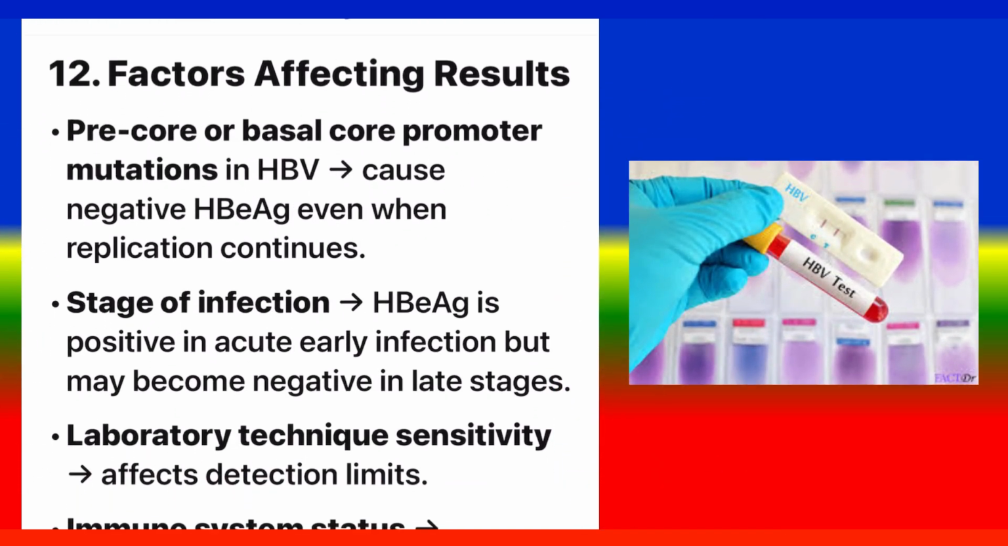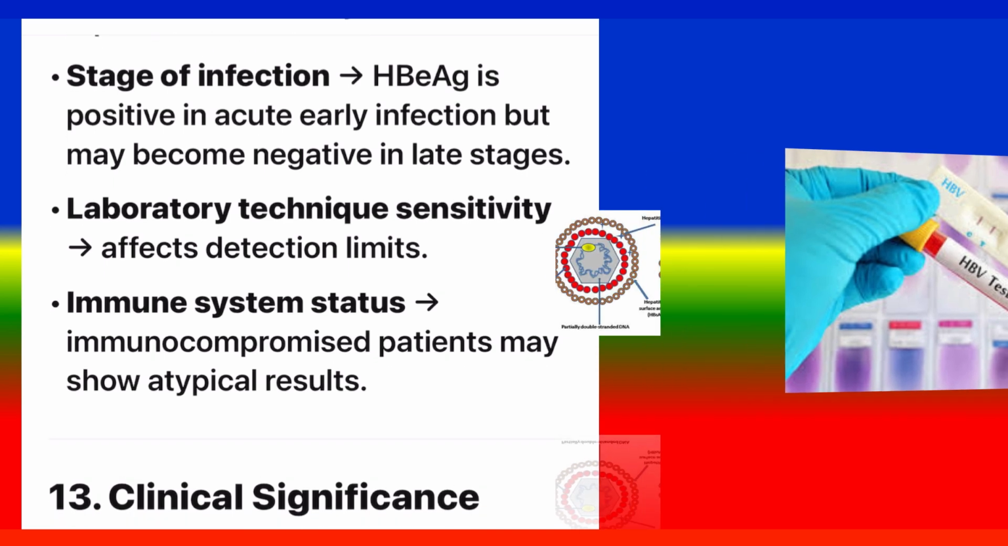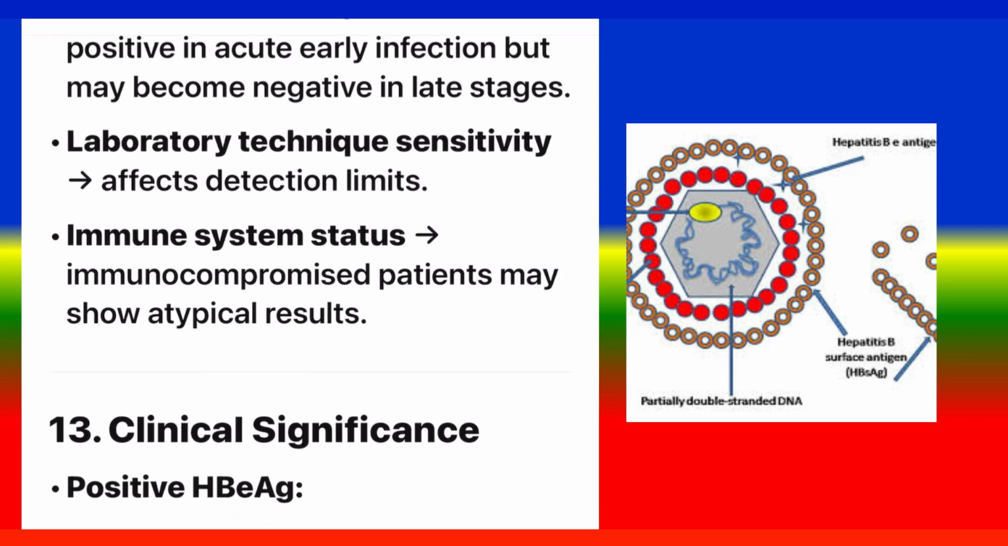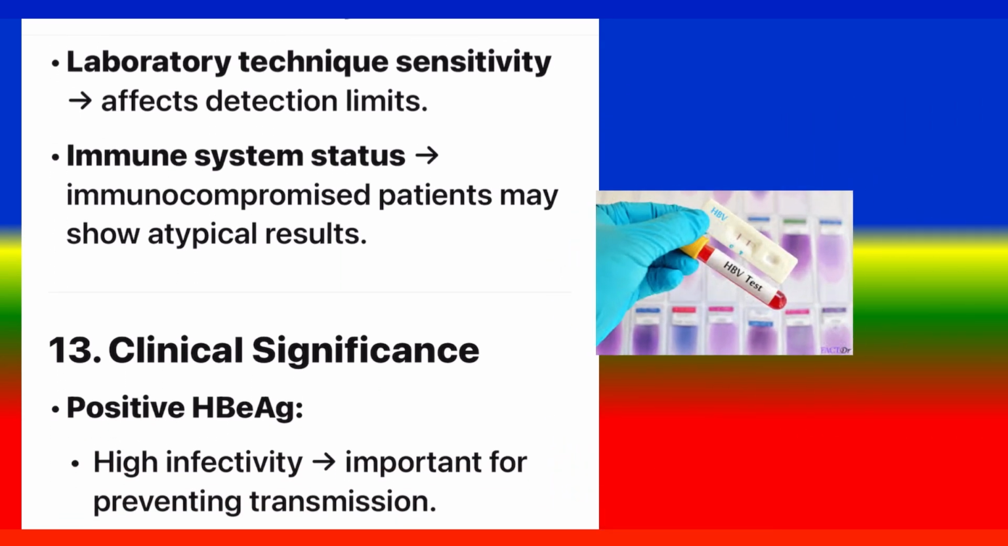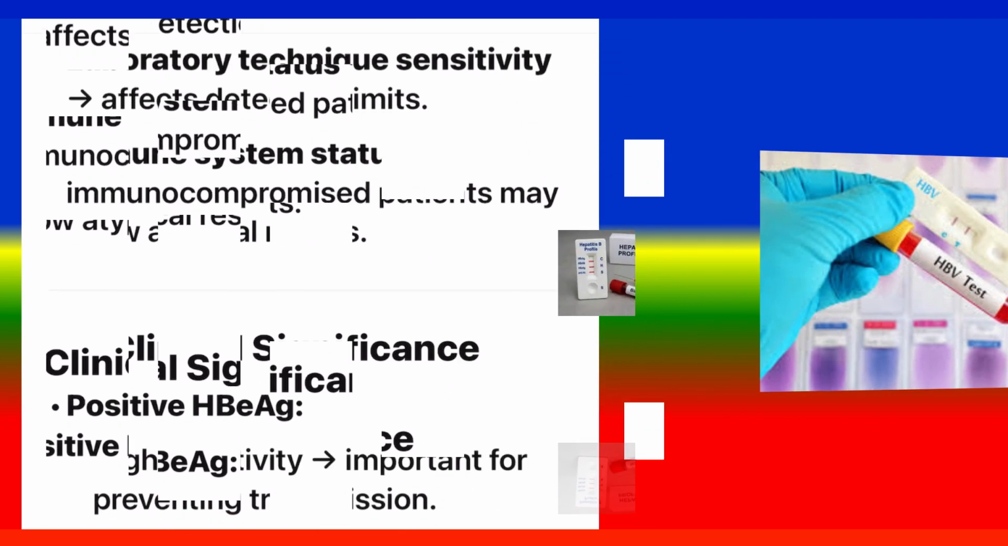Number 12. Factors affecting results. Precore or basal core promoter mutations in HBV cause negative HBeAg even when replication continues. Stage of infection. HBeAg is positive in acute early infection but may become negative in late stages. Laboratory technique sensitivity affects detection limits. Immune system status. Immunocompromised patients may show atypical results.